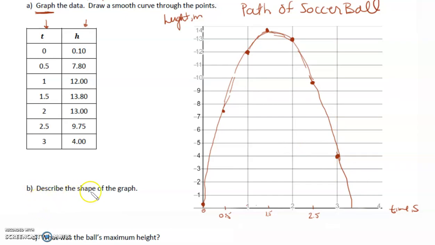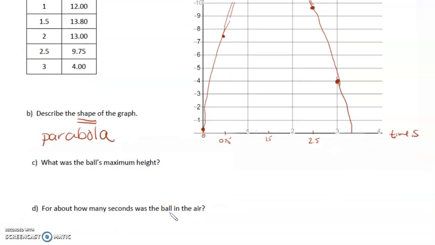Part B asks, describe the shape of the graph. When we talk about this shape specifically for a curve, we're talking about a quadratic. So the actual shape itself is a parabola. It's not a square, it's not a circle, it's a parabola. That's a shape.